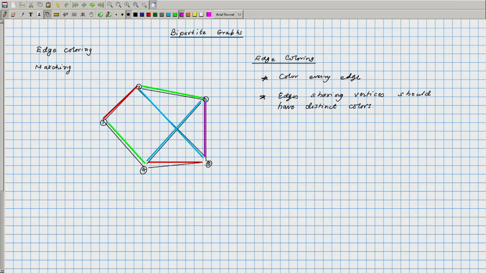So, here we required 4, but is 4 really required? There were 4 colors used. Can we do with 3 colors is a question, and we want to answer this question for bipartite graphs. So, the specific question that we will look at is whether the number of colors required to edge color a graph is equal to its maximum degree. Every graph will have a maximum degree, and will the number of colors required to edge color be equal to the max degree? Clearly, in general graphs this is not the case.